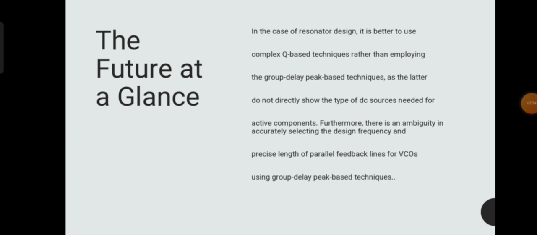The future at a glance. In the case of resonator design, it is better to use complex Q-based techniques rather than employing group delay peak-based techniques, as the latter do not directly show the type of DC source needed for active components. For the latter, there is a need for precise length of parallel feedback lines for works using group delay peak-based techniques.